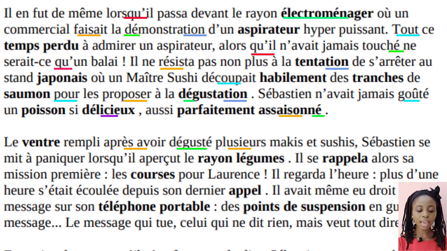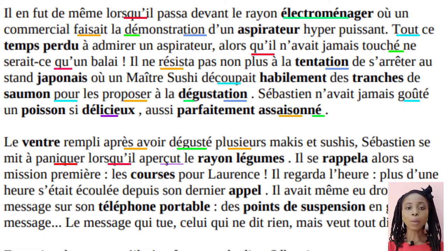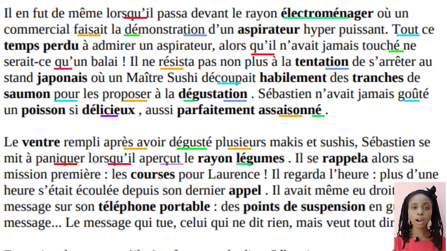Sébastien se mit à paniquer, don't forget our K sound direct. K plus E give us K, paniquer, lorsqu'il, our K sound here as well, aperçu, don't let us forget our C with a CD underneath our C, aperçu le rayon légume. Il se rappela alors sa mission, our science sound here as well.